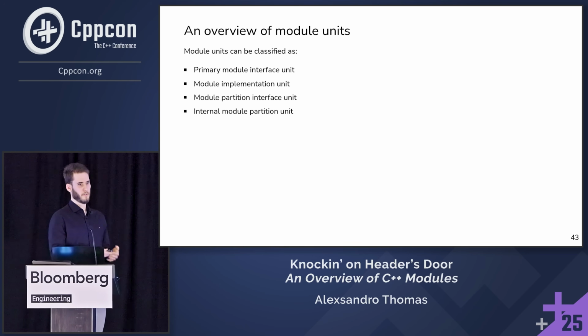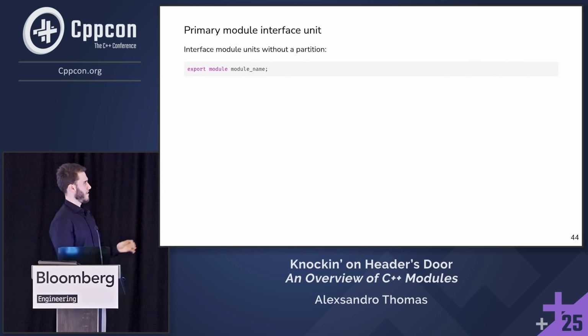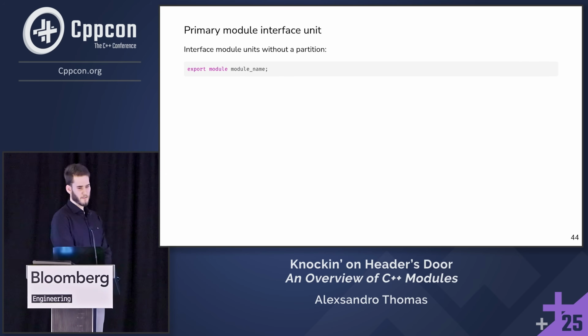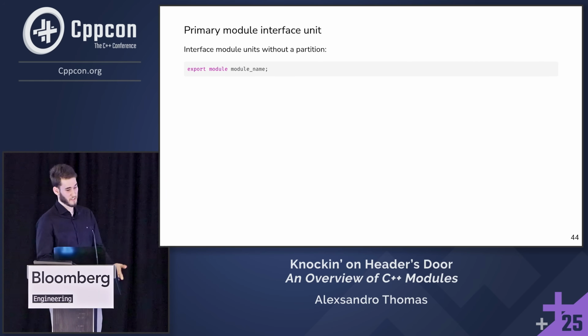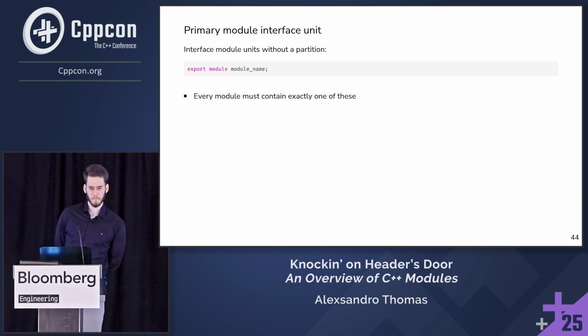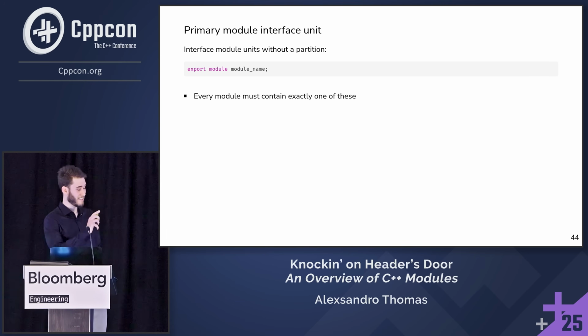So if we get an overview of the module units, if we permute between interface or implementation units and partition or non-partition units, we basically get 4 different types of module units. And they are this. The primary module interface unit is just an interface module unit without a partition, and every module must contain exactly one of these.